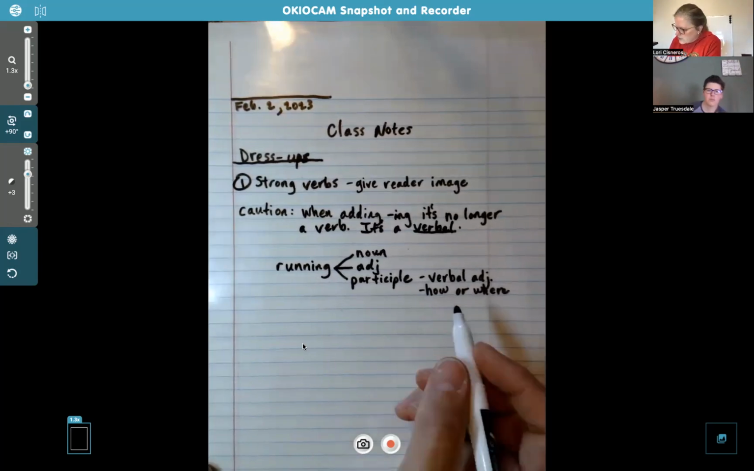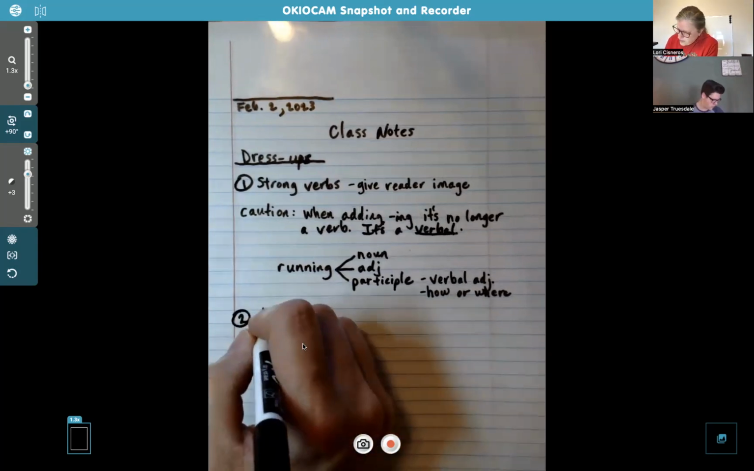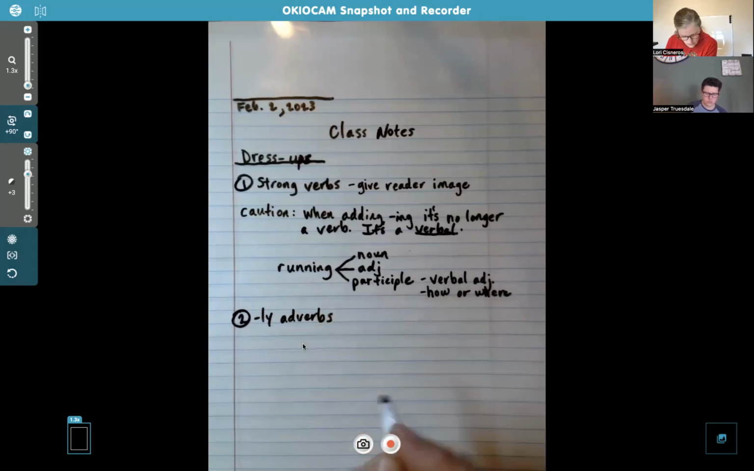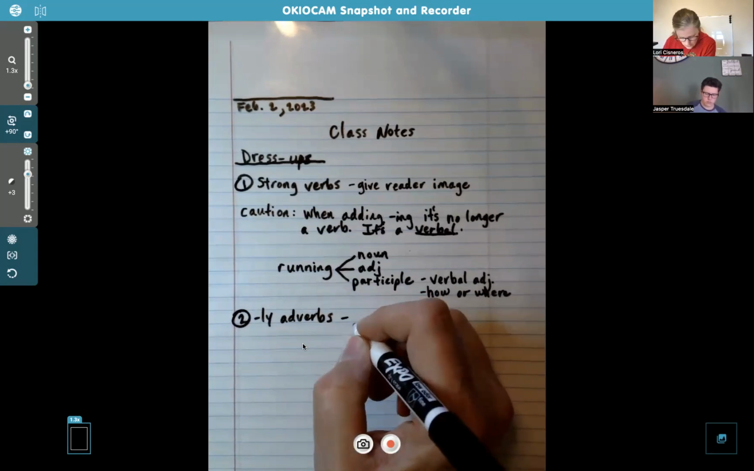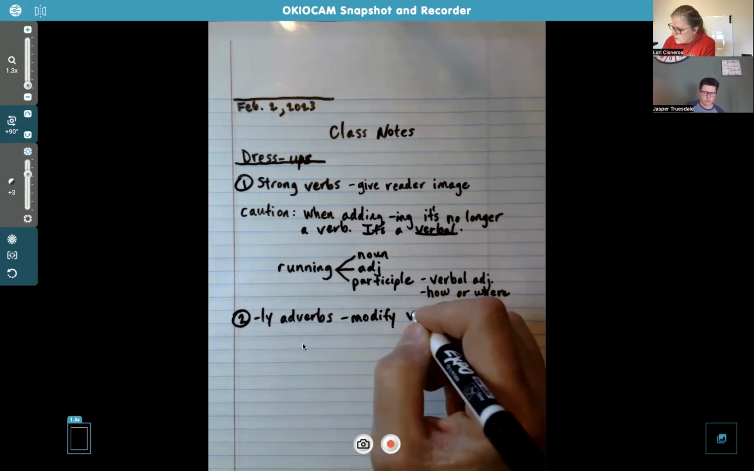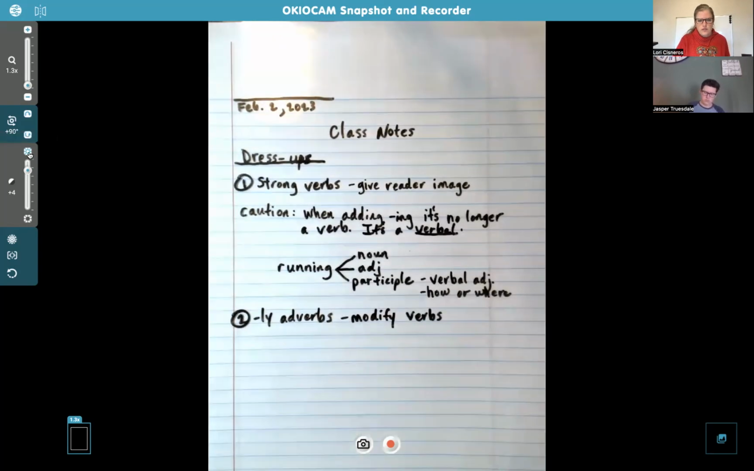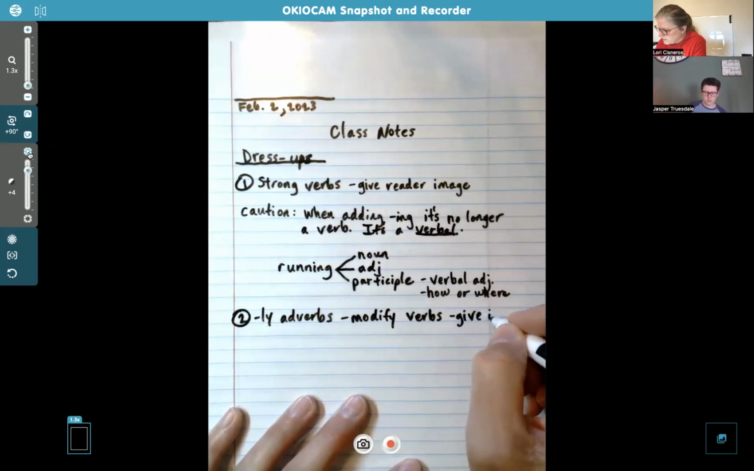The other thing I wanted to talk to you about, go ahead and skip a line. We're going to put number 2 is ly adverbs. And we know that those modify verbs, right? They tell more about what's happening in the writing, in the sentence. And it also gives an image. I'm going to put give image here too.